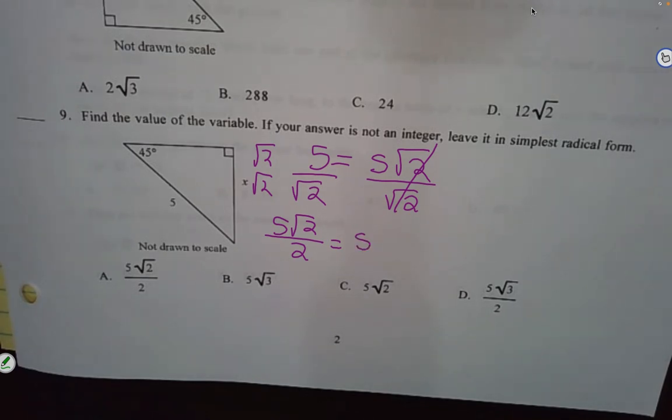Can I reduce that one? No, like the last one was 24 divided by 2. I could reduce that. 5 over 2, it can't be reduced. Okay?